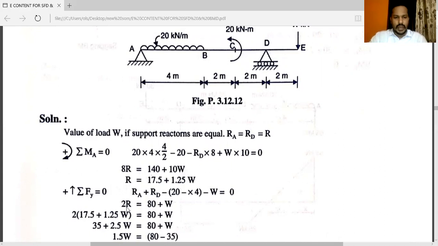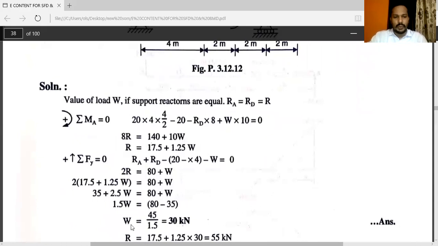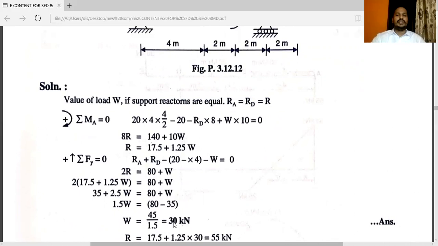So instead of R, you have to put that value. Now in this entire equation, there is only one unknown, that is W. After simplifying, you will get the value of W, that is 45 upon 1.5, that is 30 kilonewton. Once you get the value of W, you can put the value of W in the first equation. In this equation, you will get the value of R.